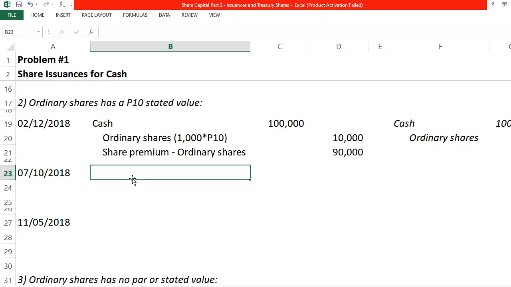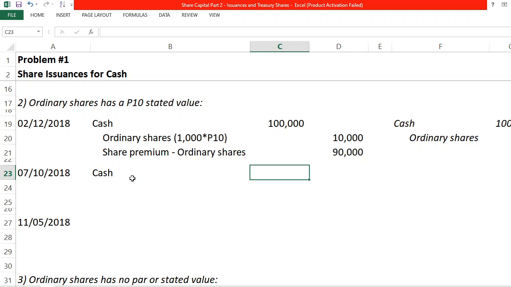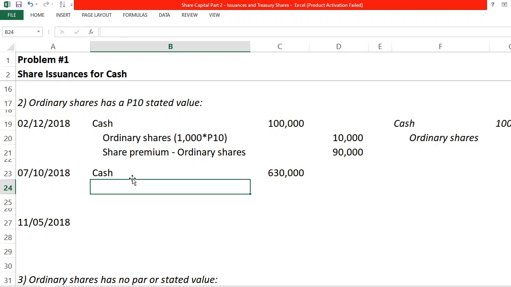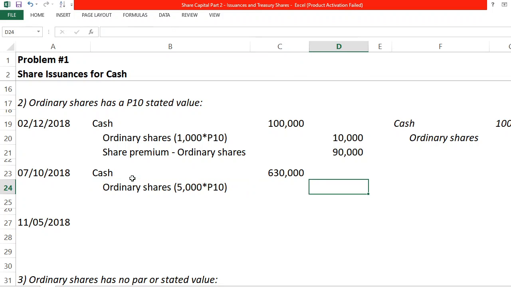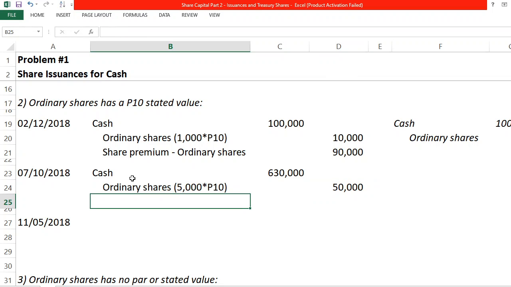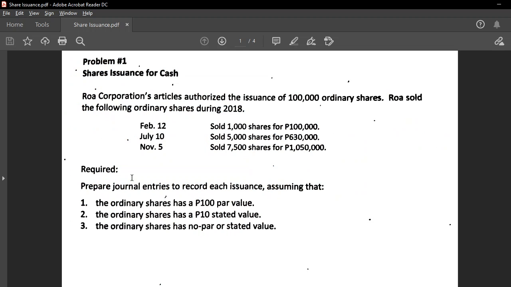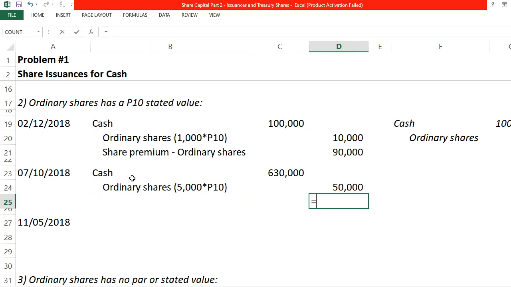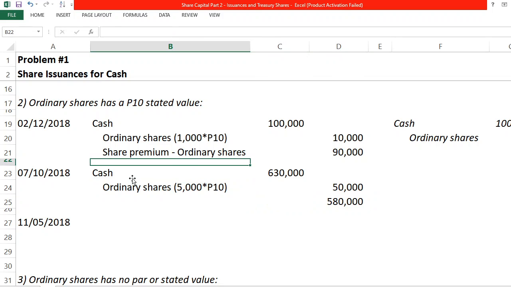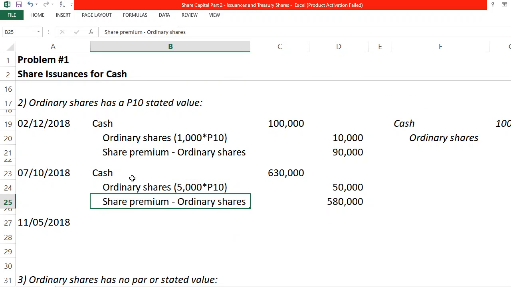Okay? On July 10, we received cash in the amount of 630,000. Again, this is in exchange of our ordinary shares na 5,000 with a stated value of 10. So that is 50,000. Tama ba 630 dito? Oh, okay. 5,000 shares. Ang laki ng excess pa rin. 630 minus 50, that's 580 share premium ordinary shares.